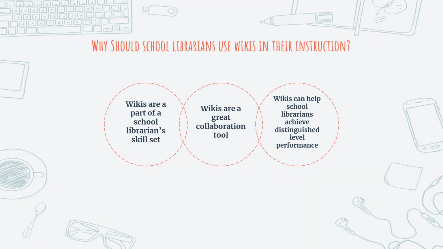To begin, there are three primary aspects of wikis that explain why they should be used in school librarians' instruction. For one, wikis and other technologies are a part of a school librarian's skill set. School librarians are more than just experts in books, they're experts in information as a whole, and in today's digital information age, their skill set includes knowledge of many Web 2.0 technologies such as wikis. Now, since technology is at the forefront of modern education, using these technologies in library instruction is not only a matter of necessity, but of suitability.